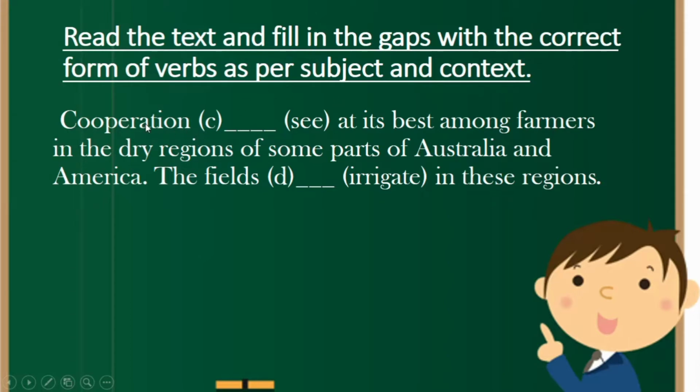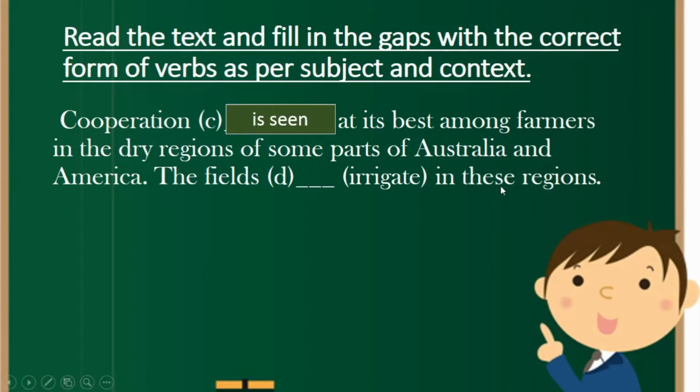My dear students, you should carefully notice that if the action given in the sentence is not possible for the subject to perform, then that sentence should be written in passive voice. By the subject cooperation, it's not possible to see. This action is not possible to be done by this subject. That's why we should use the passive form of see. According to the subject, we have used is because cooperation is a singular subject, and then the V3 form of the verb see is seen. Is seen at its best among farmers in the dry regions of some parts of Australia and America.